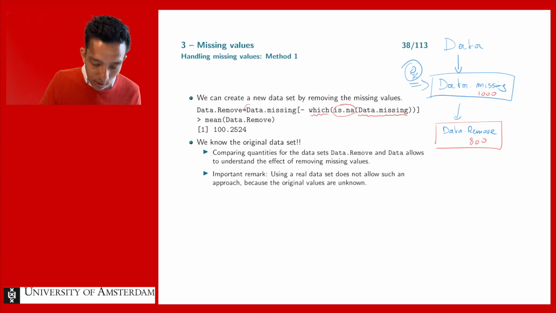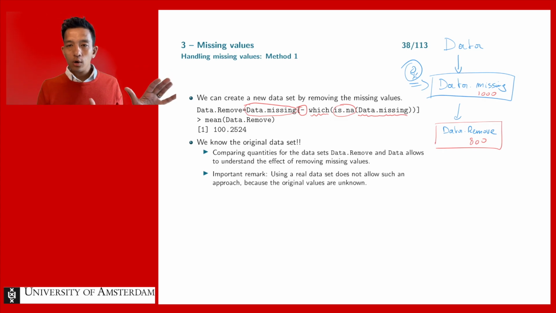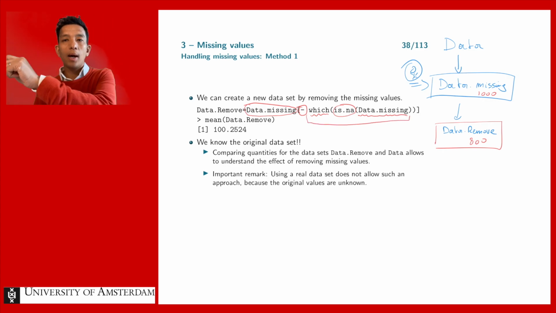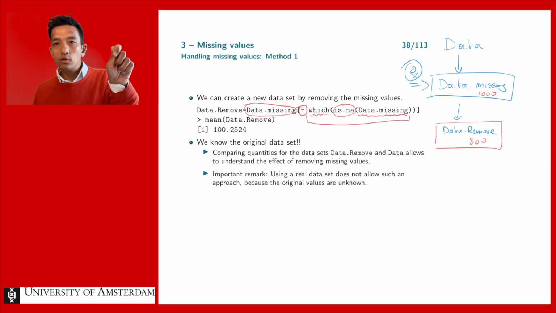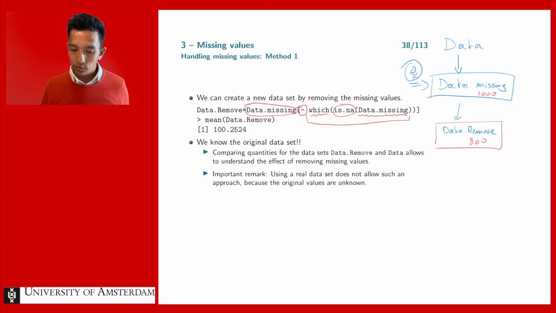I then say, let's take data.missing, and this minus sign here tells you that you have to subtract, you have to remove all the elements that are here. So the which function indicates where are my missing values. With the minus, you take the data.missing vector and you remove all the missing values.